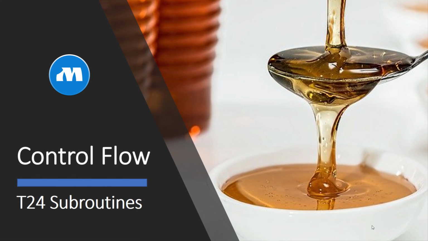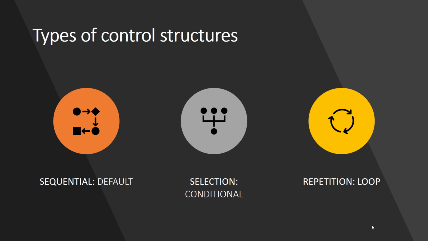My name is Aaron, and today we are going to see how to structure our T24 program, the control flow of a typical T24 program. InfoBasic, the T24 programming language, like any other programming language, has all these three types of control structures: sequential, conditional, and loops. So any program in any programming language can have these three.